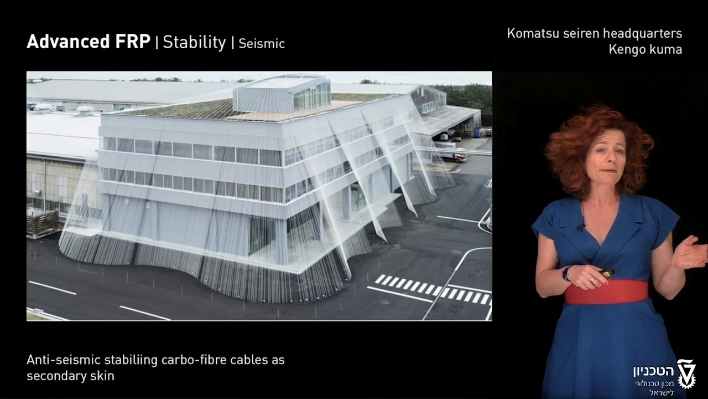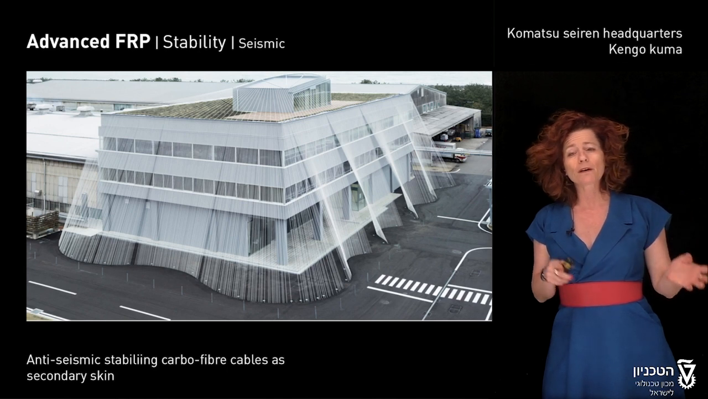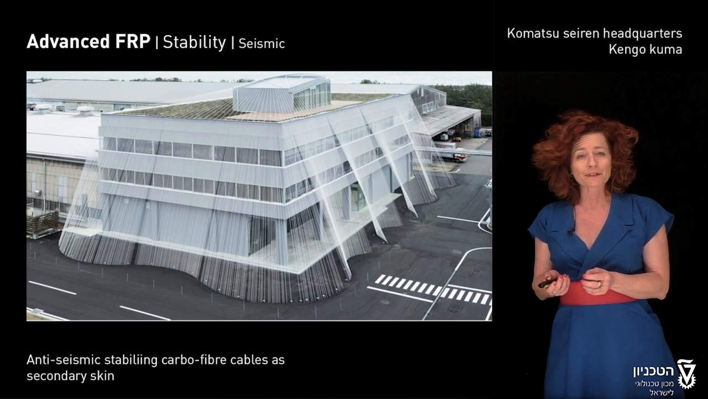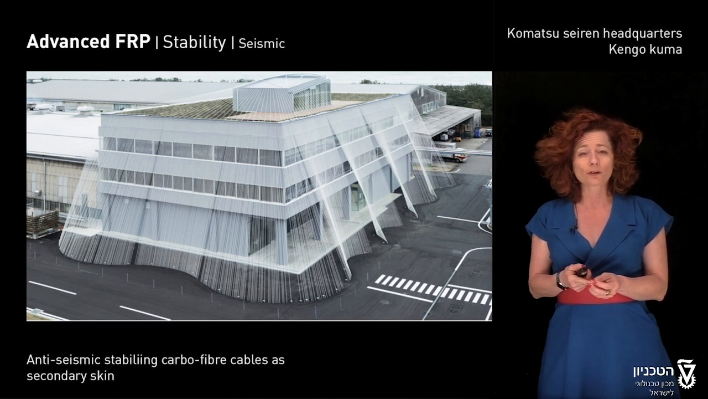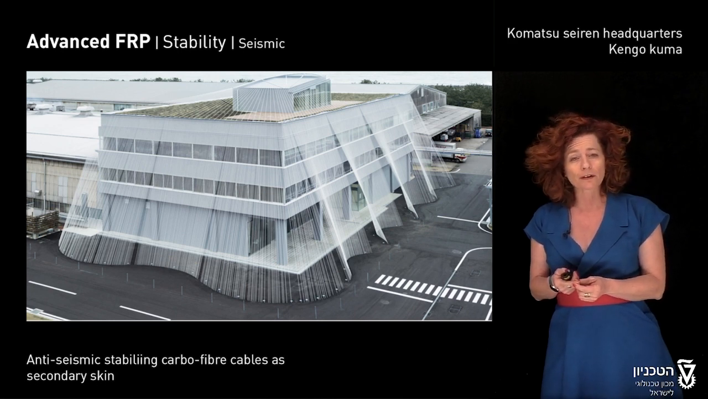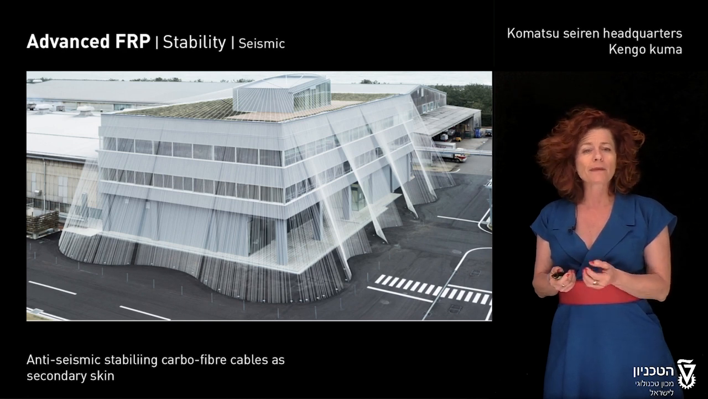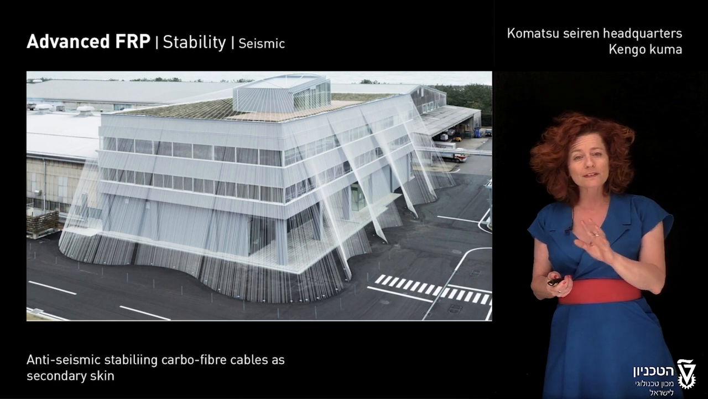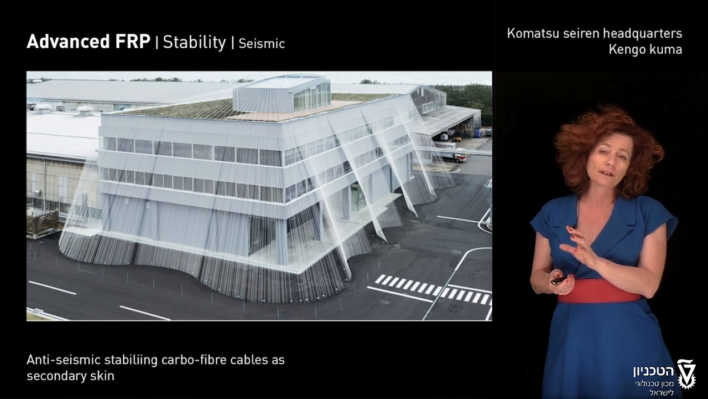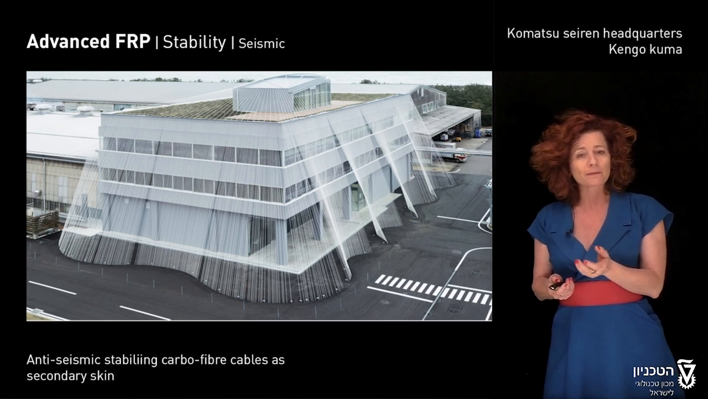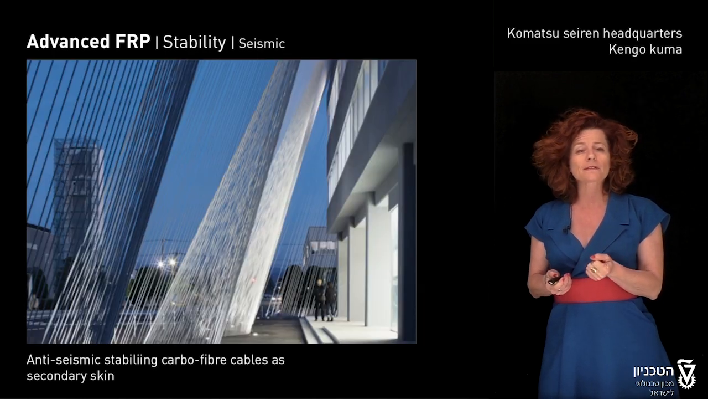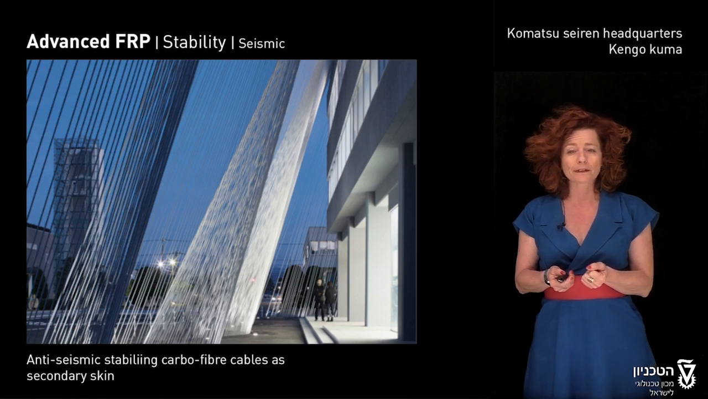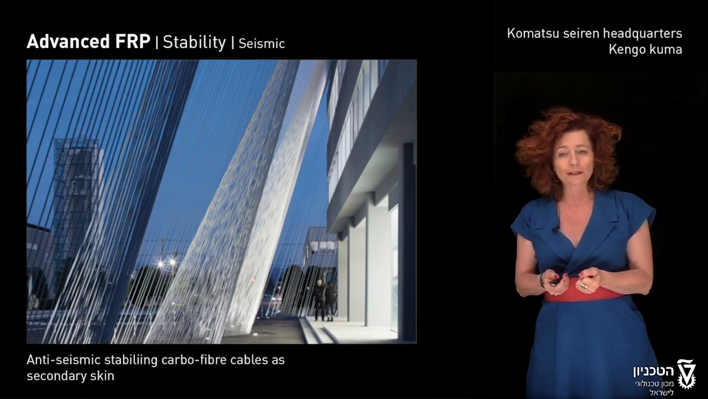From this dynamic behavior of the active bending of the lamella, we go to another dynamic behavior. Here it is the case of cables. This experimental project of Kengo Kuma is for the Komatsu Seiren headquarters, and they are manufacturers of fibers, advanced fibers. Here, the whole facade is a second skin that is devised out of cables, carbon fiber cables, and their role is the stabilization, the dynamic stabilization of the building in case of an earthquake.